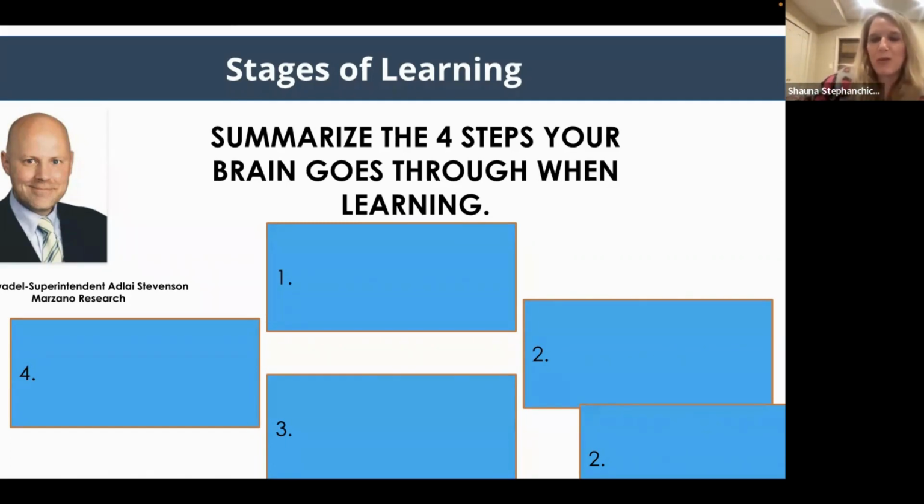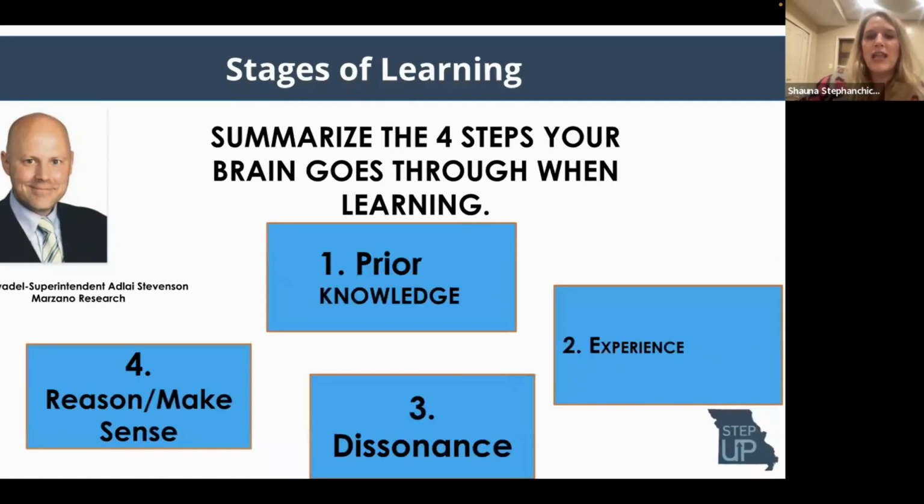Since we don't have a lot of people on the call, I'm going to skip to what those 4 stages are. They are prior knowledge, experience, cognitive dissonance, and then reasoning and making sense. And I love this because, and he said this when I attended his session, we spend a lot of time in 1 and 2. We build prior knowledge and we help kids experience, right? We put them in activities.